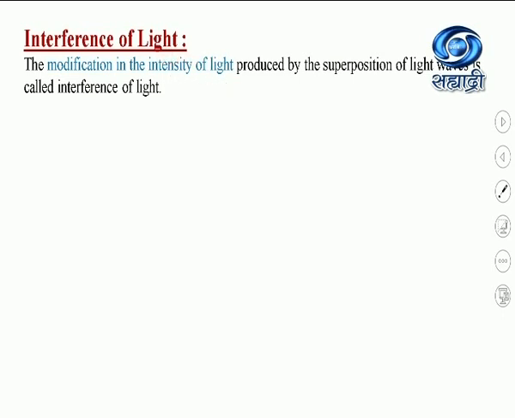When two light waves superimpose, at some points where the waves superimpose in phase, the intensity of light is maximum. At some other points where the waves superimpose out of phase, the intensity of light is minimum. So there is modification in the intensity of light which is produced by the superposition of light waves, and it is called as interference of light. Interference of light can be observed in our day-to-day life.